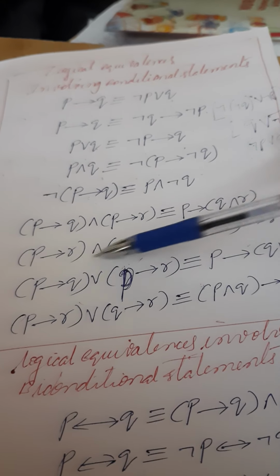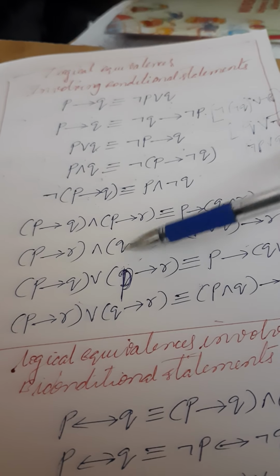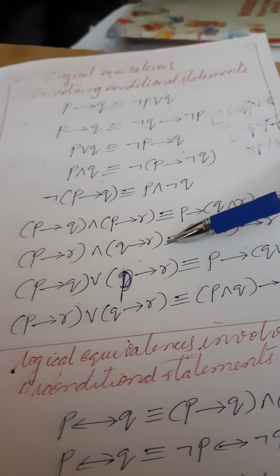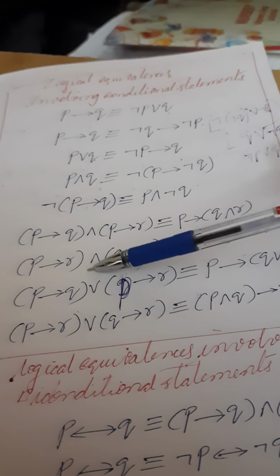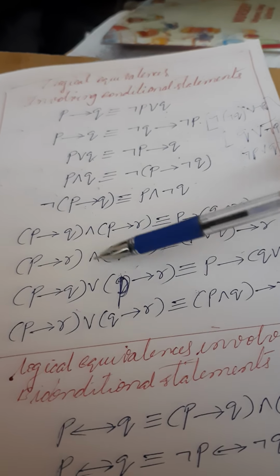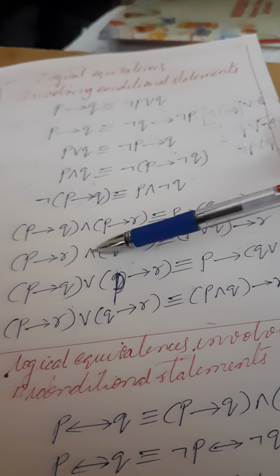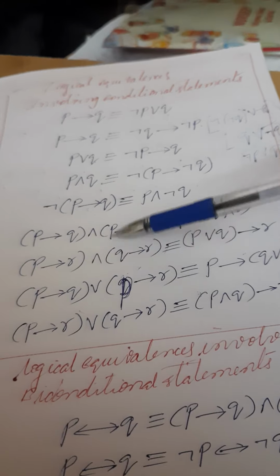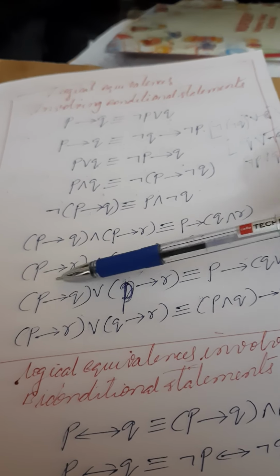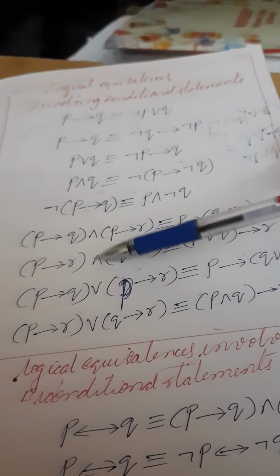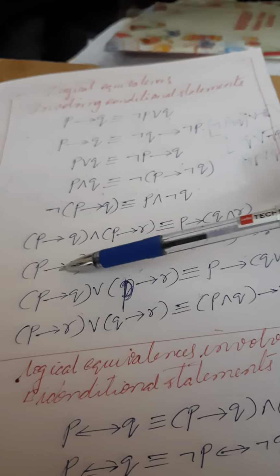Next ones. Here the first one is not the same, the second one is the same. In that case what we will do, we have to take P, whatever symbol is there here, if disjunction is there, we write conjunction, and if conjunction is there, disjunction. Here conjunction is there, so P disjunction Q. Next one we have to write as it is, R.